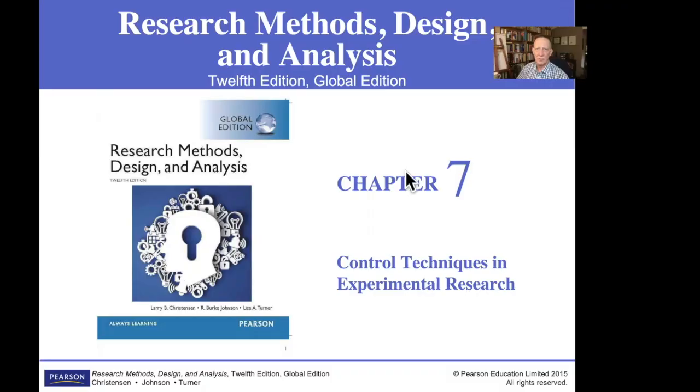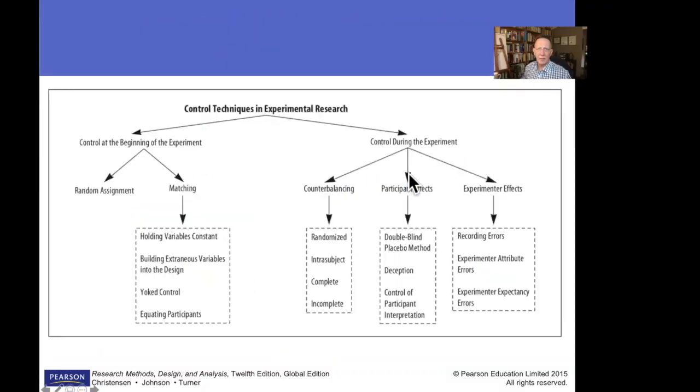We are looking at chapter 7, which is control techniques in experimental research. Alrighty, in this session we actually have 2 chapters to deal with. In this first part, we will look at control techniques in experimental research. Control at the beginning of an experiment.